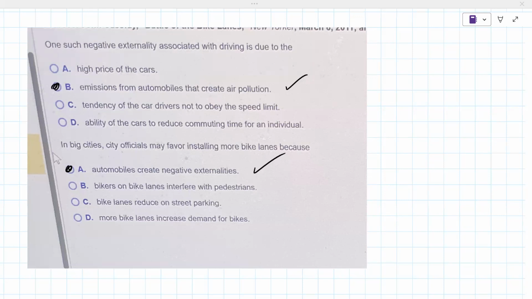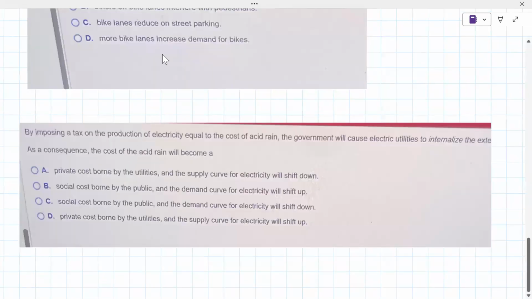I just looked at that one. Okay. By imposing a tax on production of electricity equal to the cost of acid rain, the government will cause electric utilities to internalize the externality. As a consequence, the cost of the acid rain will become a... hmm, it's a good question. I don't actually know. I know we end up paying more. Let me see if I can find it.